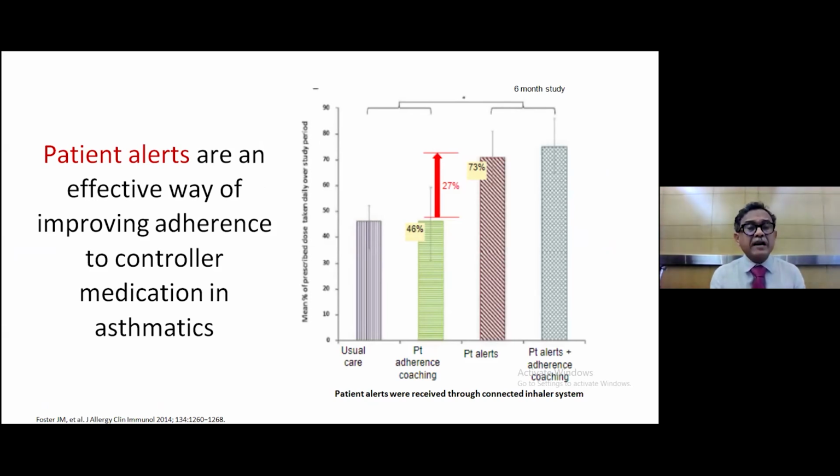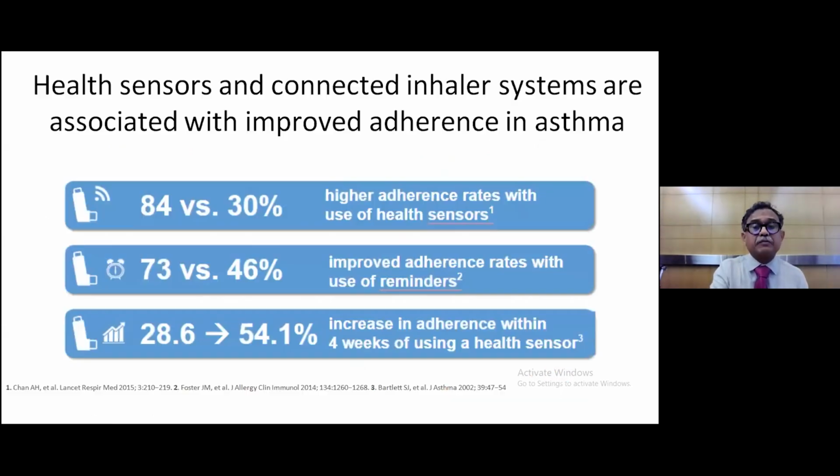The patient's alerts are an effective way of improving adherence to controller medication in asthma patients. This has been proved beyond doubt that compared to usual care, patient adherence coaching and patient alerts give rise to a significant amount of adherence, and patient alerts with adherence coaching give you further improvement in the adherence program. So giving, by technology, the alerts to the patient regarding the medication is very important.